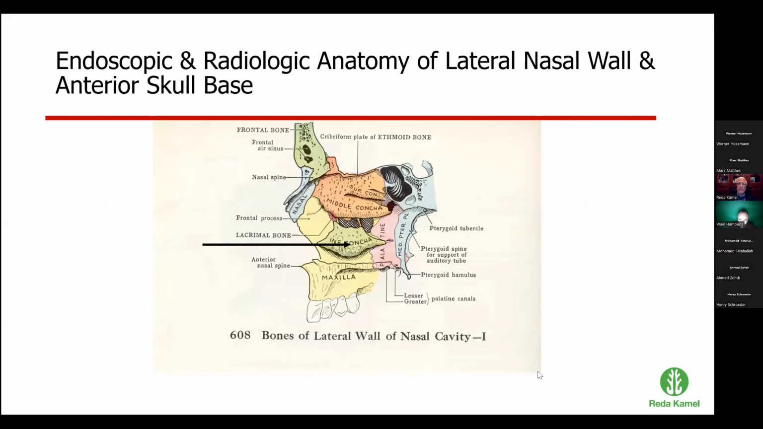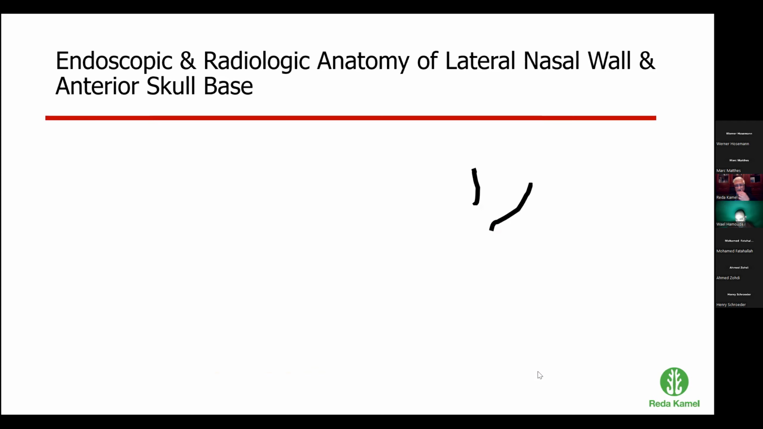We have to go to the basics. We have the inferior turbinate, the middle turbinate, and the superior turbinate. These three are definitely the anatomical landmarks throughout our work. And we have the inferior meatus, middle meatus, superior meatus, and the sphenoethmoidal recess. These recesses are underneath the turbinates, and then between the superior turbinate and the skull base.